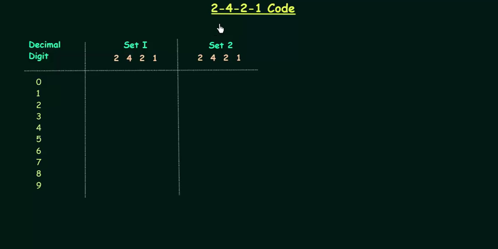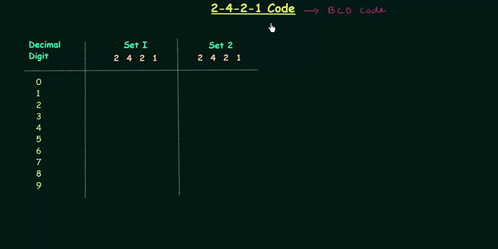In this lecture, we will learn 2421 code. Like 8421 code, 2421 is also a BCD code. Each decimal digit is encoded into a 4-bit BCD number with positional weights being 2421.